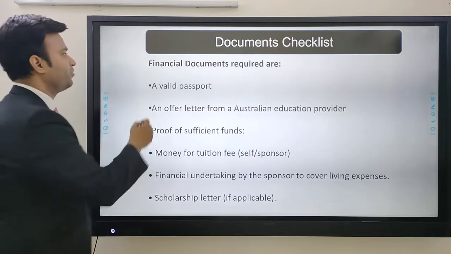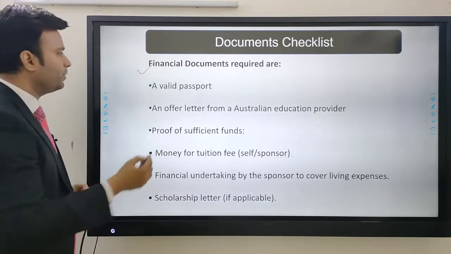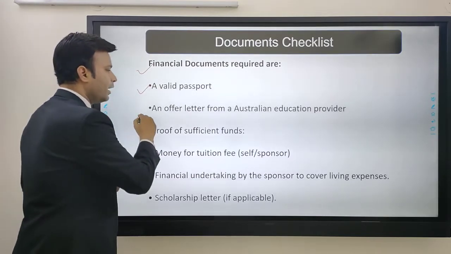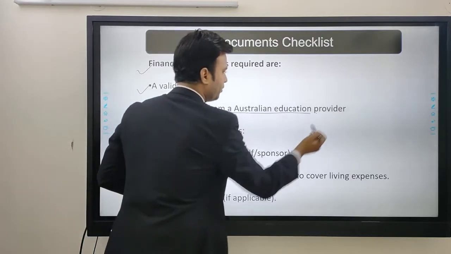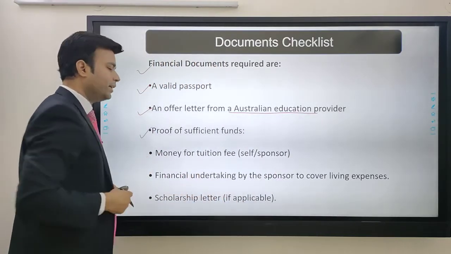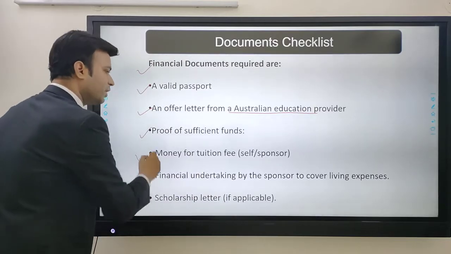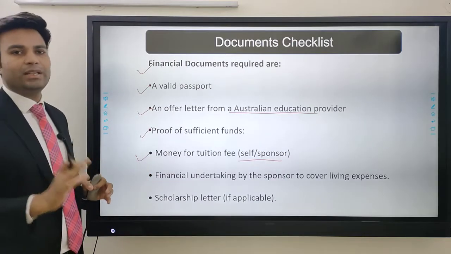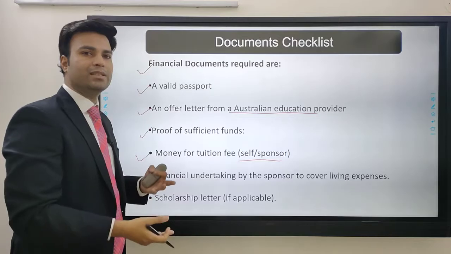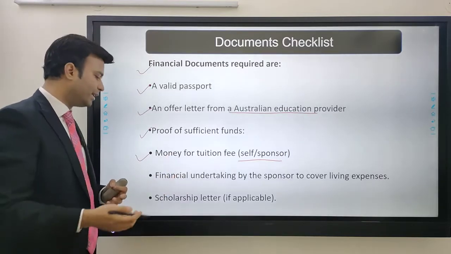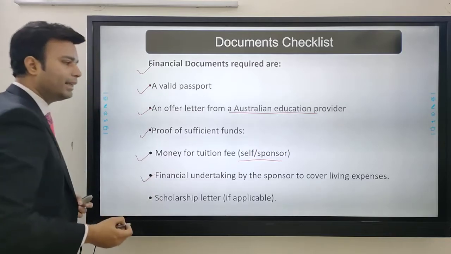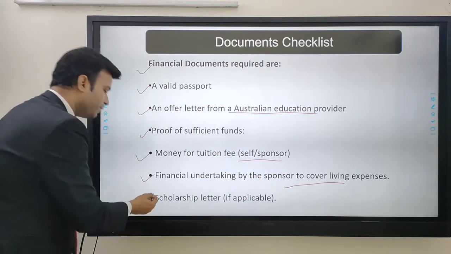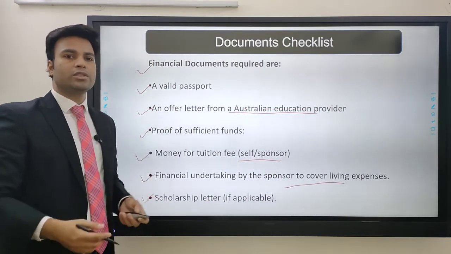Now we'll come to the financial documents. In case of financial documents, you need a valid passport. In case you do not have a passport, apply for it as soon as possible. An offer letter from an Australian education provider, very important. Proof of sufficient funds, very important. Money for tuition fees, self-sponsored, education loan, doesn't matter. What matters is, do you have enough money to sustain both in terms of your living expenses and your tuition expenses. We'll talk about that as well. Then financial undertaking by the sponsor to cover living expenses if there's a sponsor. And then scholarship letter, in case you have got a scholarship, then you need the scholarship letter.